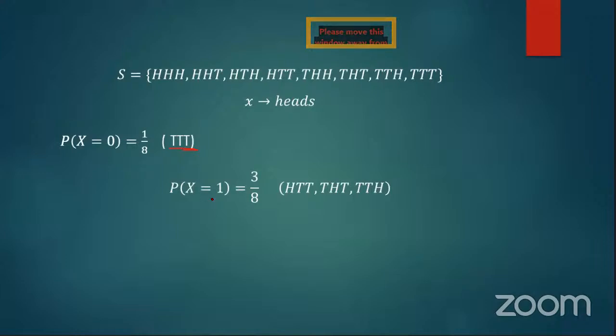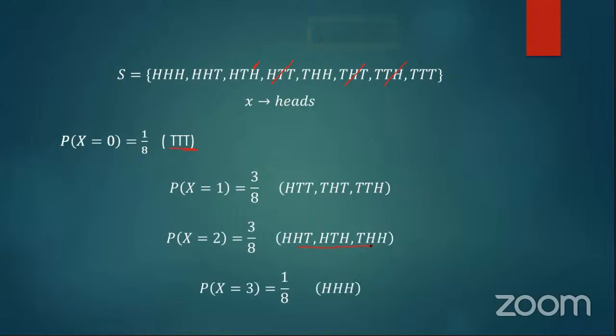And then the probability of X equal to 1, where we have one head, would be 3 over 8. Let me get where there is one head: those would be 3, so that would be 3 over 8. Then the probability of getting 2 heads would be 3 over 8, as picked from the sample space. Then the probability of getting all of them being heads would be 1 over 8.